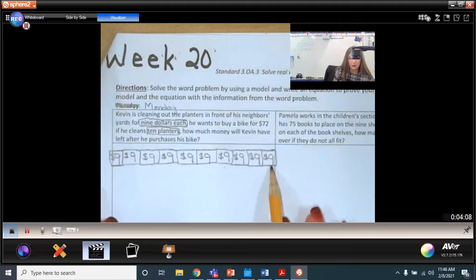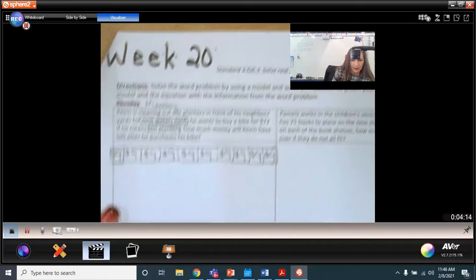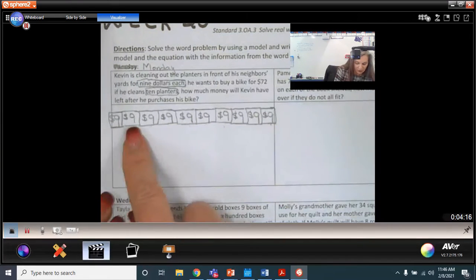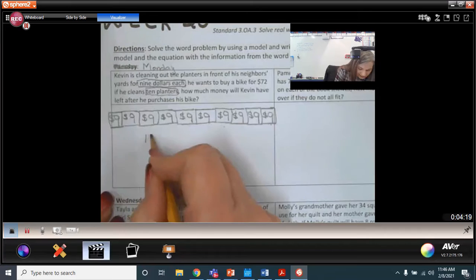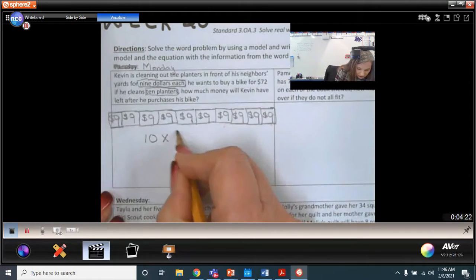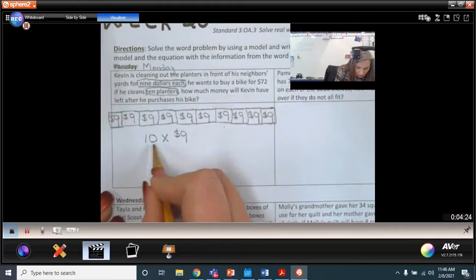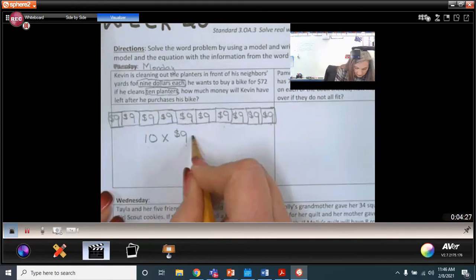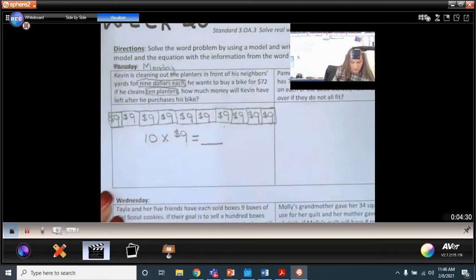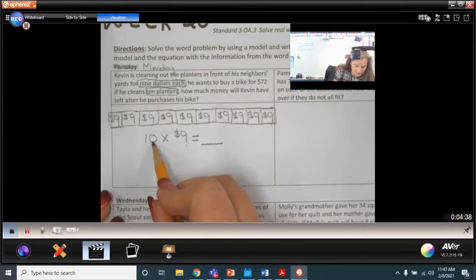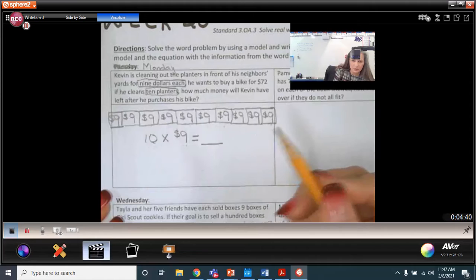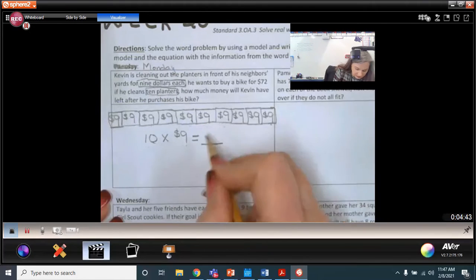That's called repeated addition. But what is repeated addition? It's multiplication. Why is it multiplication? Because I have 10 groups, and each group has the same amount, which is $9. So I have 10 groups of $9, and the total is going to give me the total amount that he earned. So if he has 10 times 9, everybody should know their tens, right? 9 groups of 10 or 10 groups of 9 is going to give you $90.